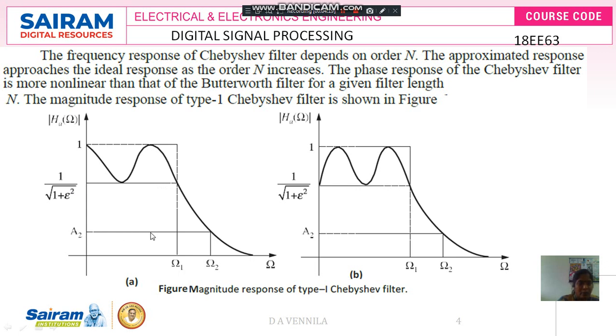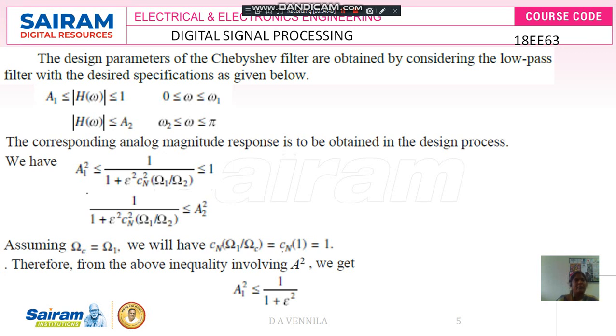That's all. This is your gain of the pass band, which is denoted as A1, and A2 is nothing but your gain of the stop band. This omega 1 is the cutoff frequency for your pass band gain A1, and omega 2 is the cutoff frequency for your stop band gain. Okay, and this is about your Chebyshev type 1 filter magnitude response. Now we will discuss some of the design parameters of your low pass Chebyshev filter.